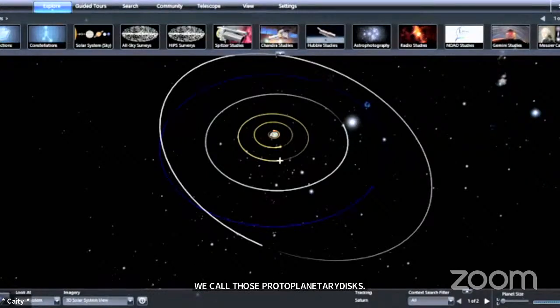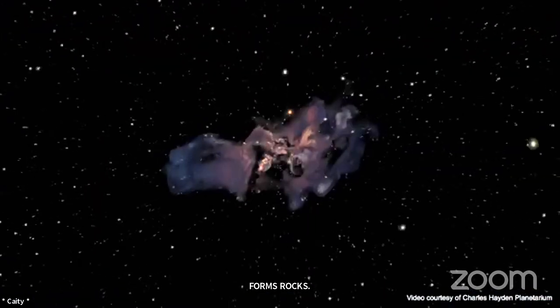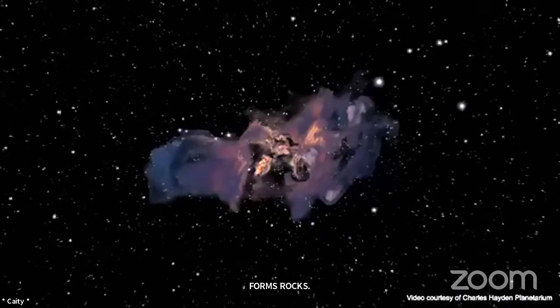If this happens closer to the star, most of the gas has been blown outward by the activity of that young star. So these are going to form. Oh, Katie's got a planetary formation video for us.